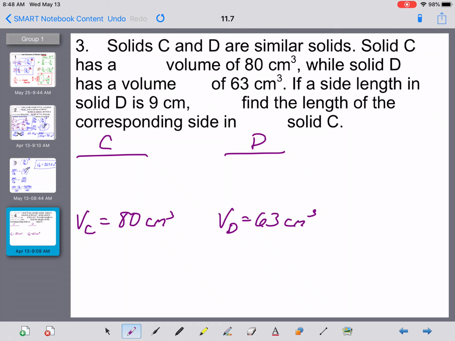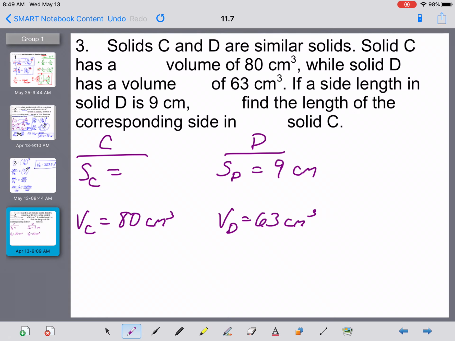If a side length in solid D is 9 centimeters, so a side length in D is equal to 9 centimeters, we're supposed to find the length of the corresponding side in solid C. So we're looking for a side length here in solid C. That's the unknown within this problem. Okay, so actually this is a little bit simpler than the second one in that we don't have to worry about surface area at all, but we have our setup right here.